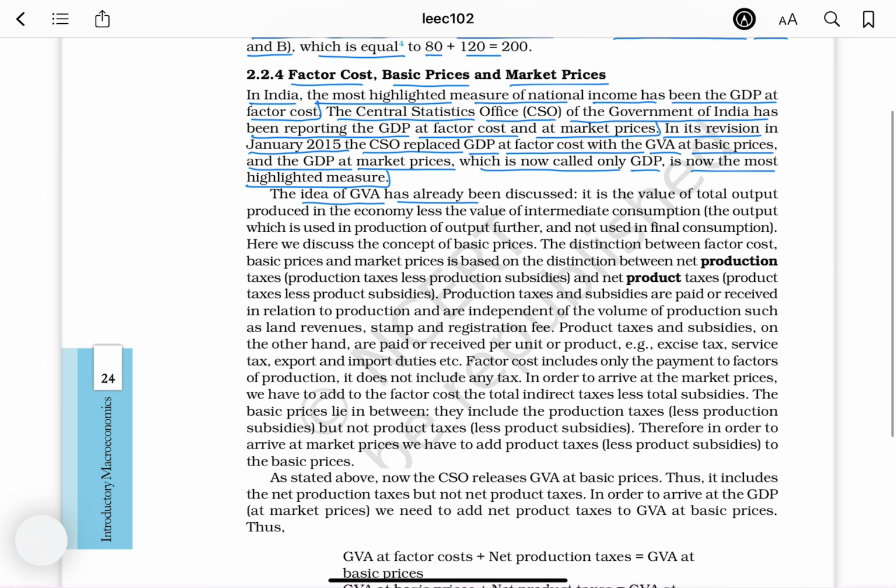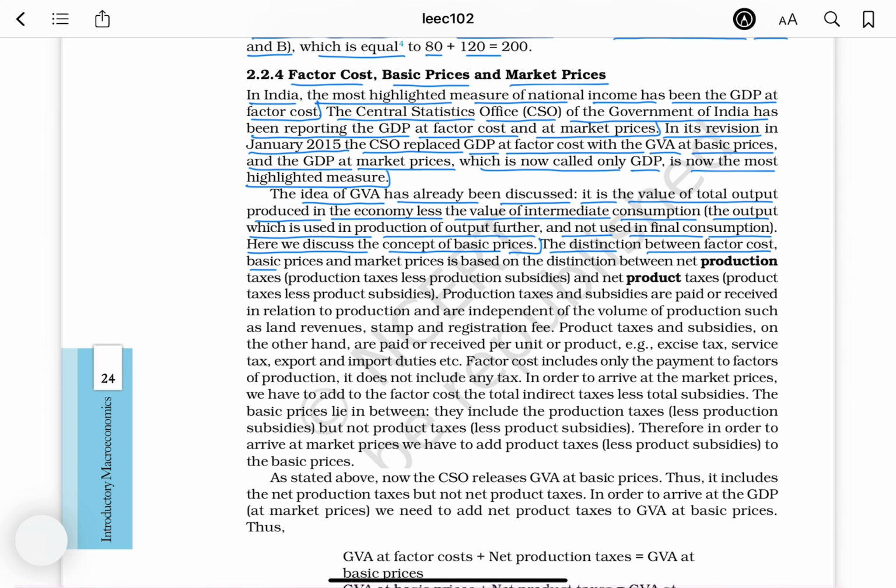The idea of GVA has already been discussed. It is the value of total output produced in the economy less the value of intermediate consumption, the output which is used in production of output further, and not used in final consumption. Here we discuss the concept of basic prices.